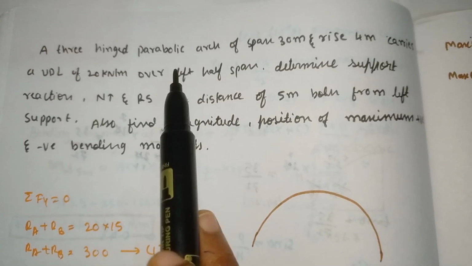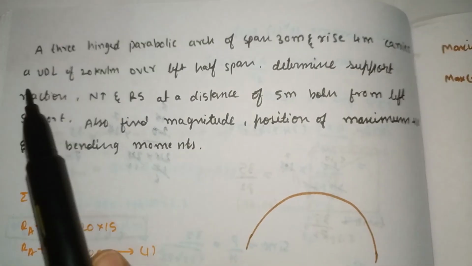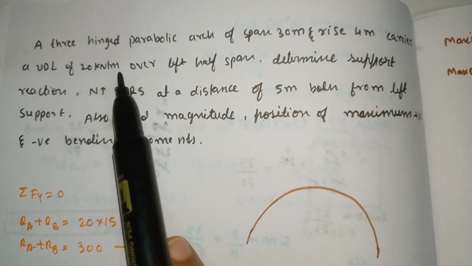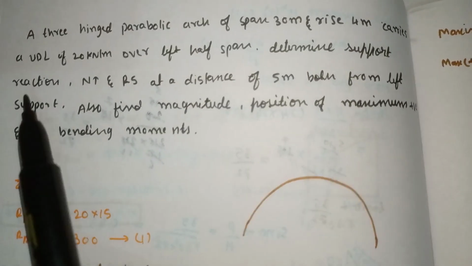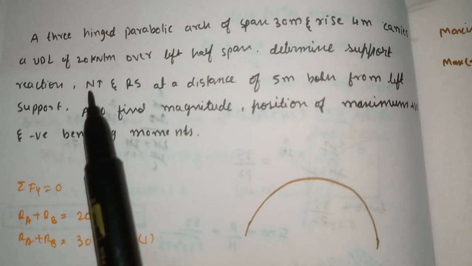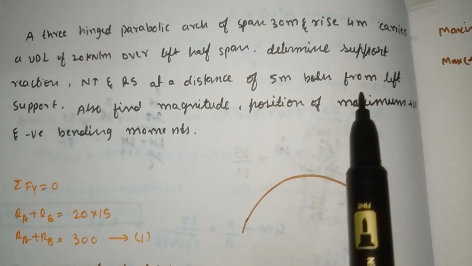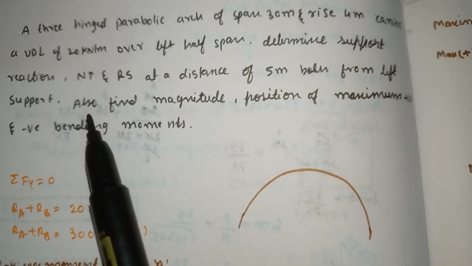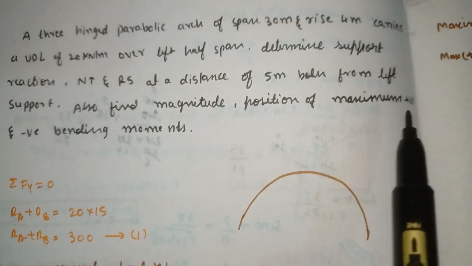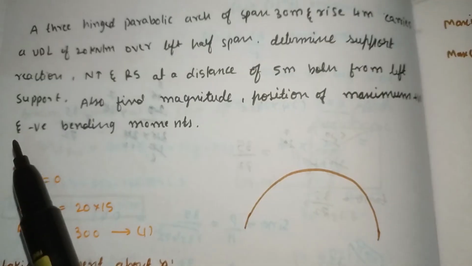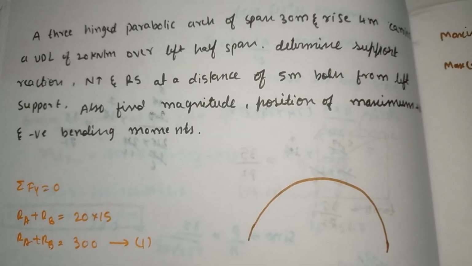A 3-hinged parabolic arch of span 30 meter and rise 4 meter carries a UDL of 20 kN per meter over left half of span. Determine support reactions, normal thrust and radial shear at a distance of 5 meter from left support, and also find magnitude and position of maximum positive and negative bending moment. So this is the given problem.